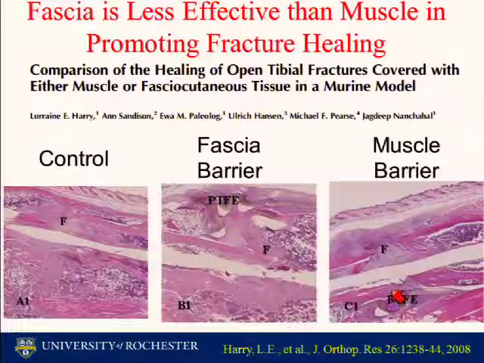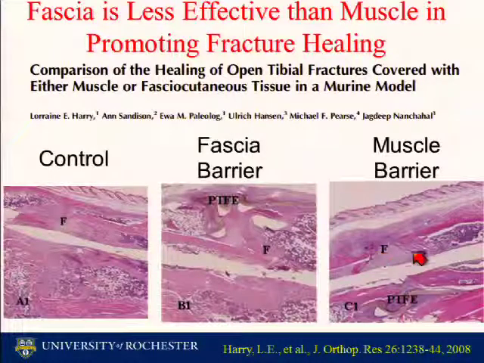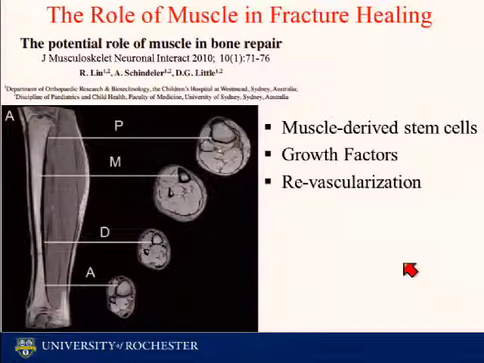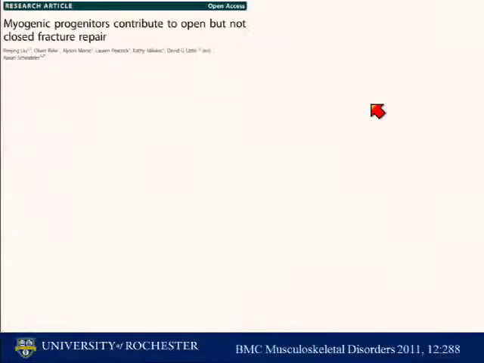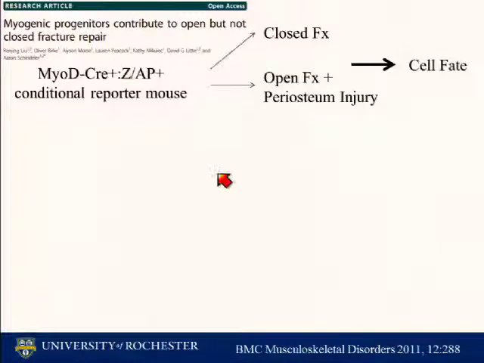Now, the role of muscle in fracture healing can be multifold, and can be muscle-derived stem cells, growth factors, or revascularization. And the concept that's beginning to emerge is that muscle may be particularly important in the setting of injury to periosteum. So it's actually been referred to as a secondary periosteum. Some of the work has been done by David Little in his group, and he performed the following model where he used the MyoD-Cre reporter driving human alkaline phosphatase, which is heat labile, and then closed fractures and open fracture with a periosteal injury, and then looked at the cell fate in these populations.